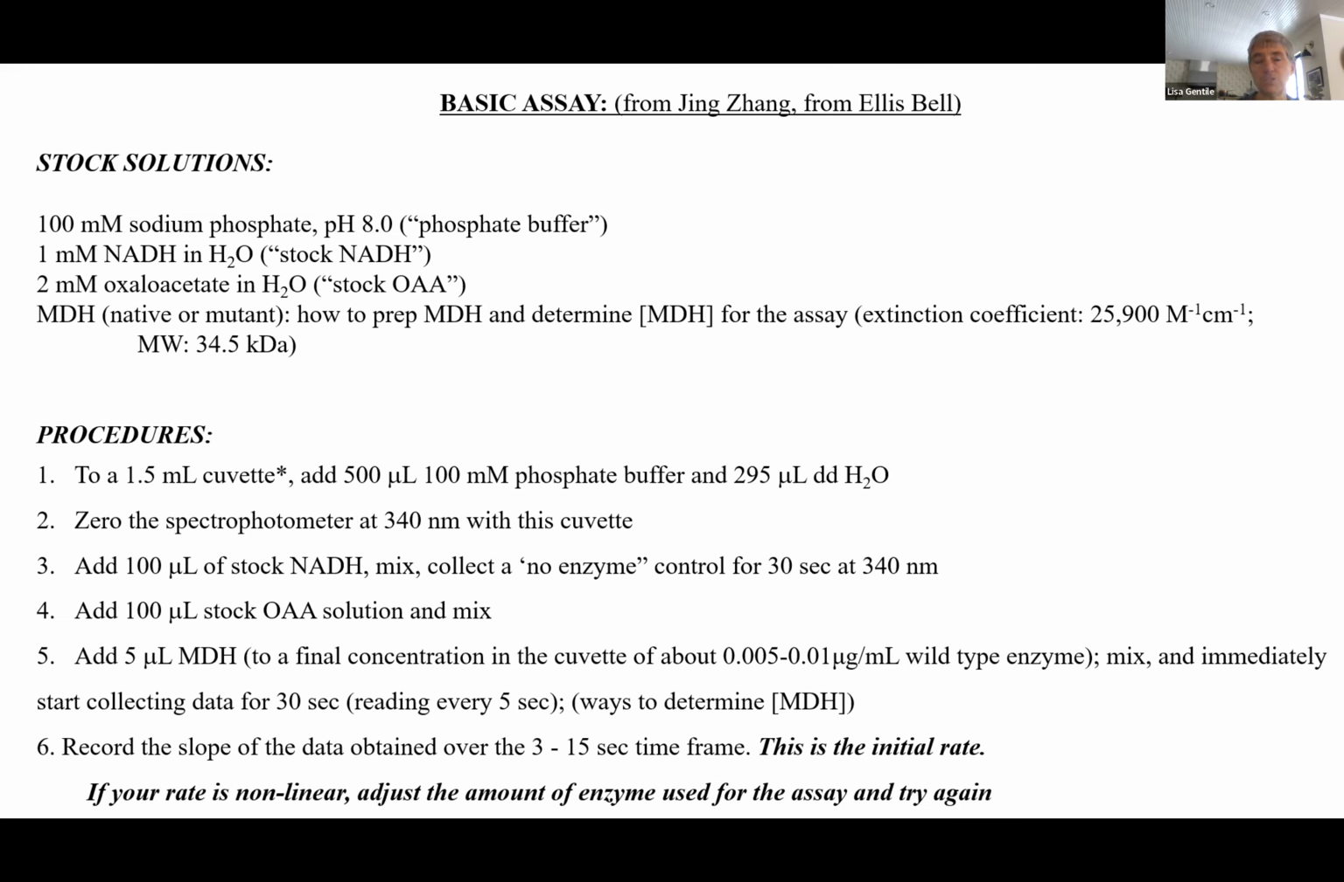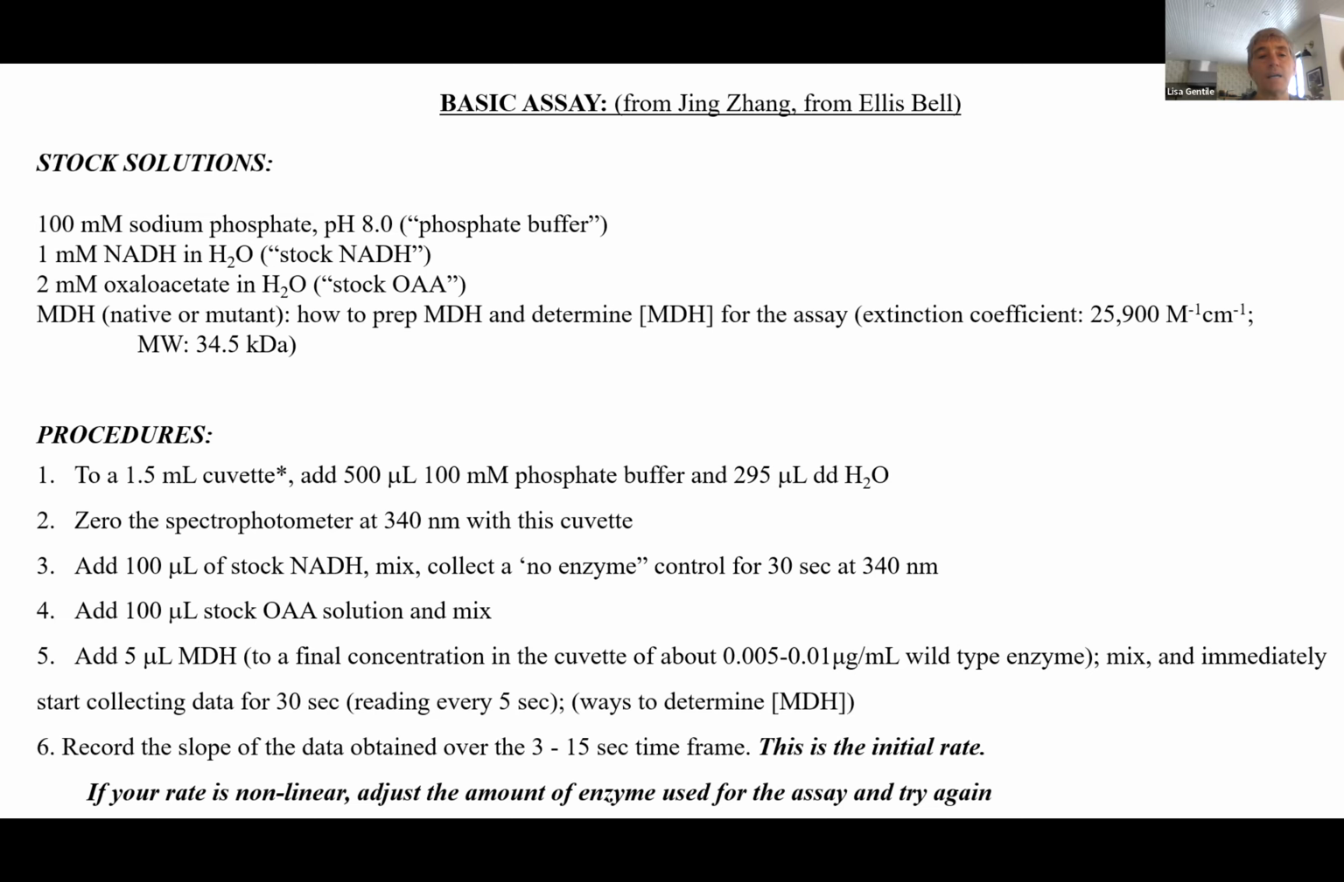So the basic procedure for the assay is you're going to have a cuvette, and what size the cuvette is completely depends on what you have and what your spectrometer will hold. Basically, you want to fill it up about 3/4 of the way so that you're sending light through the solution rather than through the top of the cuvette. And so if you're not using a 1.5 mil cuvette, you can just scale all these accordingly. But in my 1.5 mil cuvette, I'll put 500 microliters of my phosphate buffer, 295 microliters of water, and then I'm going to put that in my spectrometer, which is set at 340 nanometers, and I'm going to blank it.